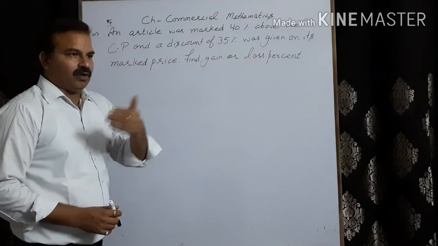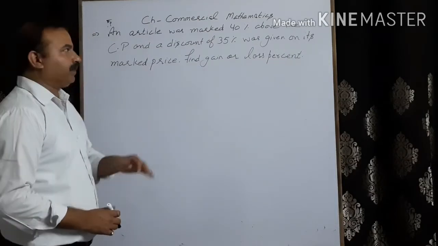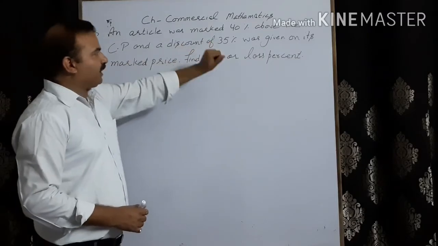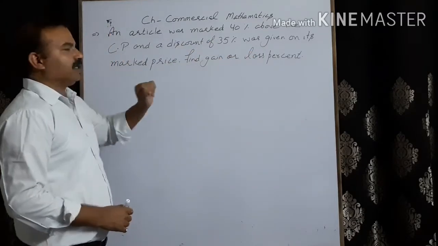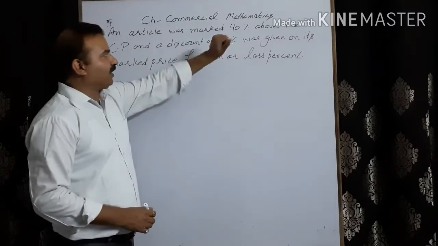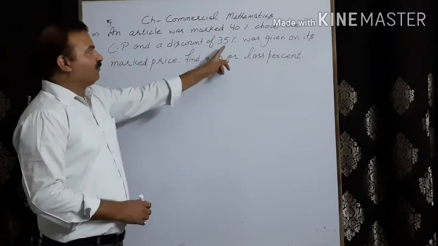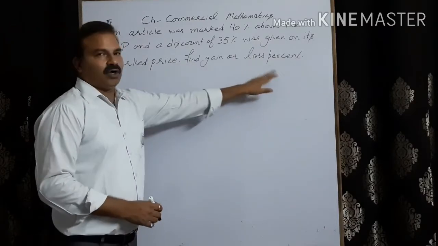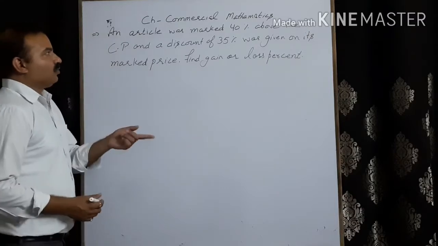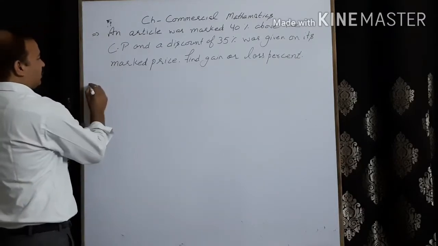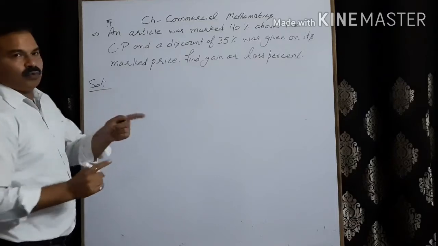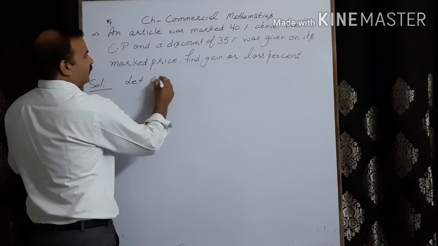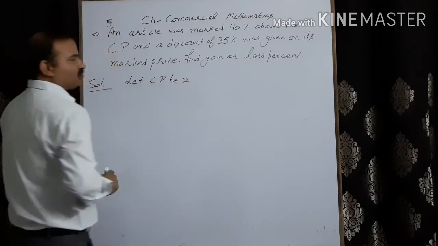Whatever amount he has paid, that is the cost price for the shopkeeper. He has increased the price by 40%, and a discount of 35% was given on the mark price. After increasing the mark price by 40%, he has given a discount of 35%. So we have to find whether the shopkeeper has a gain or loss percent. For this, first of all, we have to find the mark price. So let CP, that is cost price, be x.